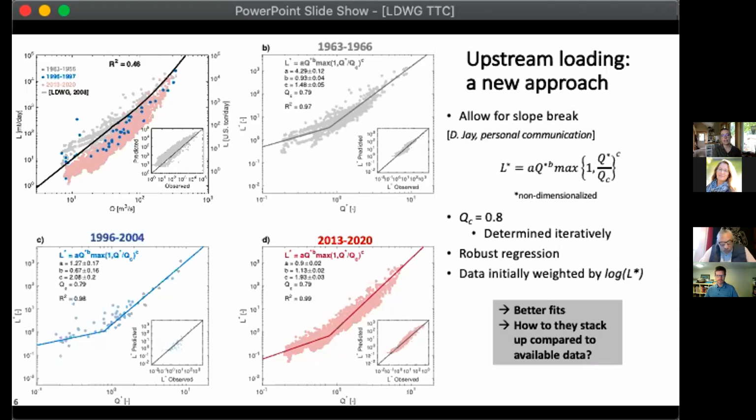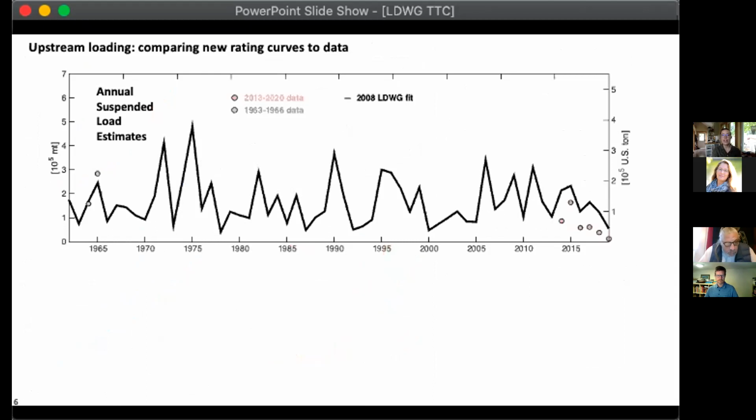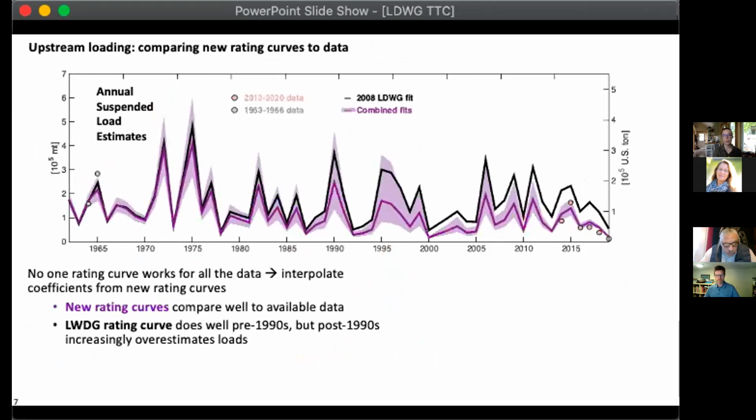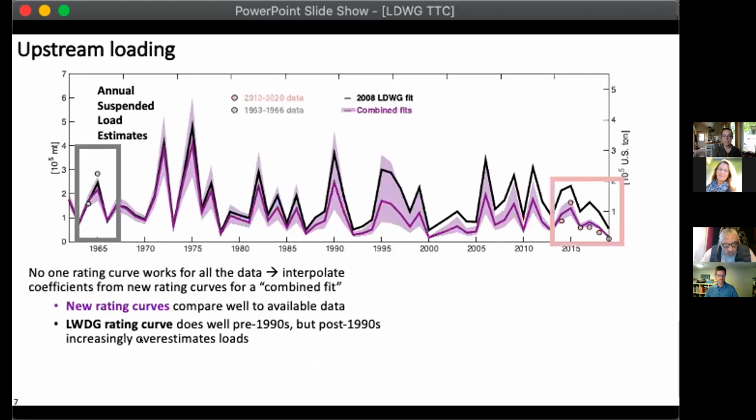So if we go back to the annual load estimates, the question is, how do we apply those three rating curves that I developed to a time series of flows? The approach that I took was to linearly interpolate the coefficients from 1962 to 1996 to 2013. And that's shown in the purple line, where the shading indicates error bars. And what's nice is that this combined rating curve approach matches the 1960s data really well. And then it also does pretty well against the 2010s data.